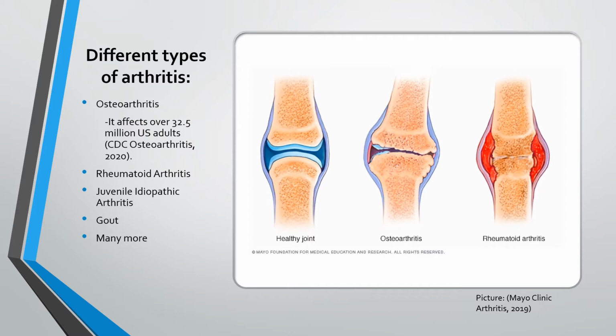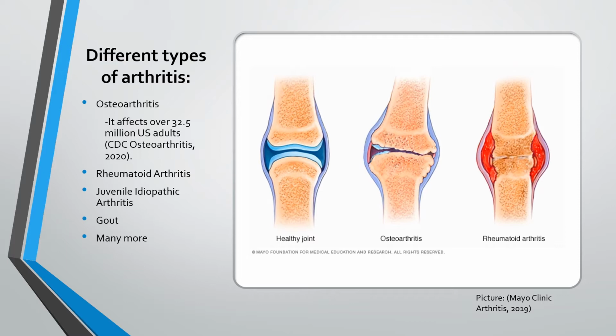There are many different types of arthritis. Like I said before, I will be focusing on osteoarthritis and rheumatoid arthritis in this presentation because they are the two most common, but there's also things like juvenile idiopathic arthritis, which is in childhood. There's also gout, and there's so many more.